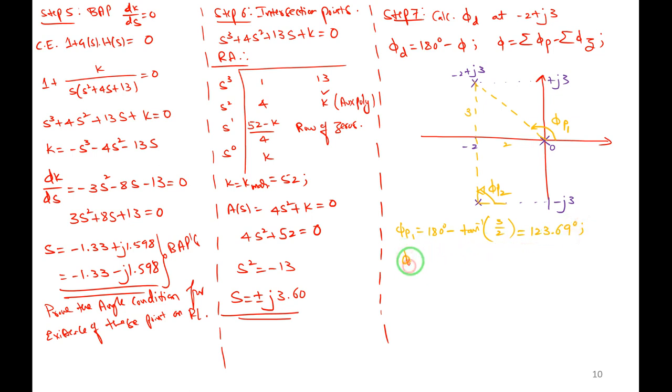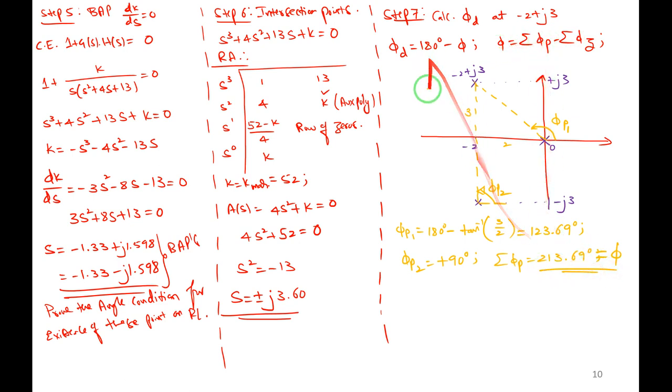Next, no need to calculate 5p2. Directly I can write it, since I am measuring angle in the anti-clockwise direction, so it is plus 90 degrees. Is it fine? Next, what is the summation of 5p? Add all those angles: 123.69 plus 90 degrees, so 213.69 degrees. But phi z is 0, so summation of 5p minus summation of phi z is 0, right? So phi equals summation of 5p, that is 213.69.